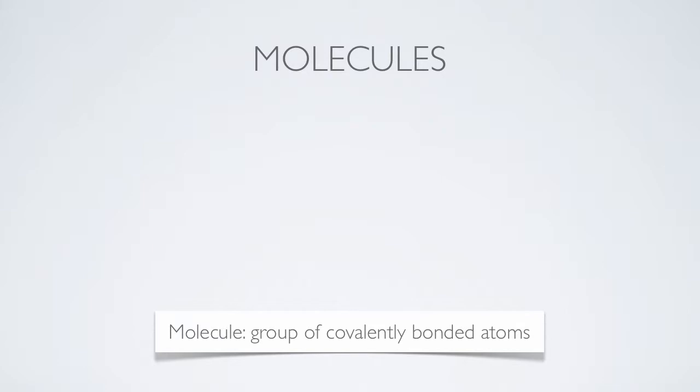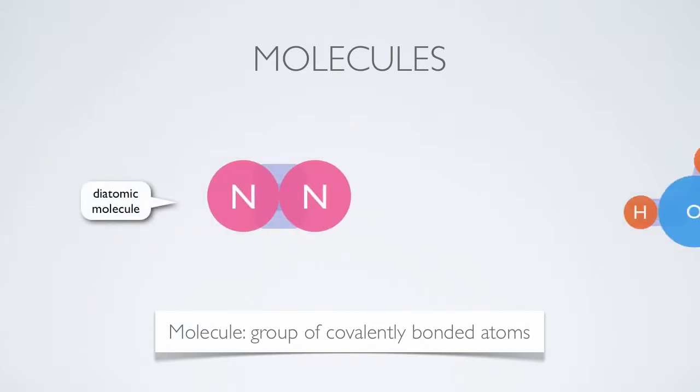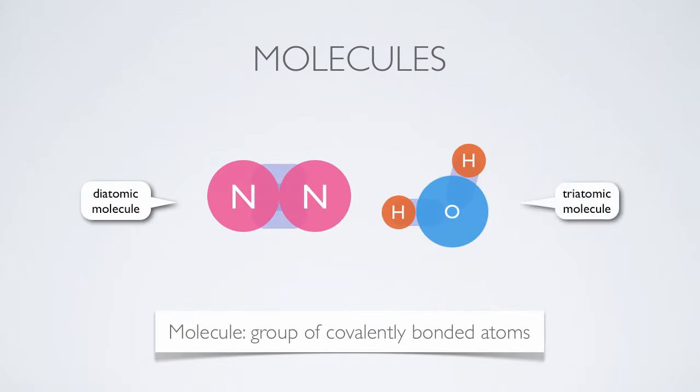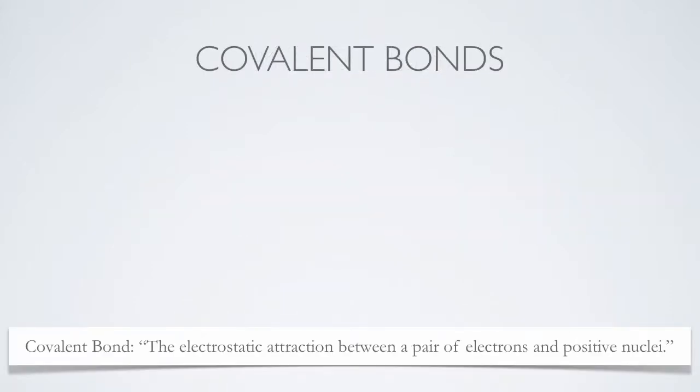Molecules, what are they? Well, it's pretty simple. Any group of covalently bonded atoms is a molecule, such as nitrogen gas and water. So just what is a covalent bond? Well, let's illustrate it with two hydrogen atoms.